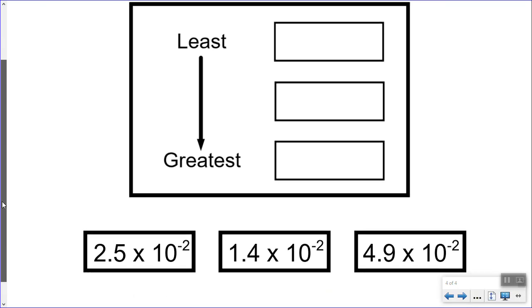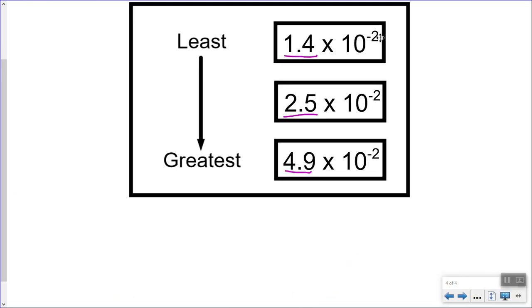One more. Go ahead and pause the video and see if you can get these in order from least to greatest. In this example, all of the exponents were the same, so we have to move on to the other numbers. 1.4 is the smallest, 4.9 is the greatest, and 2.5 is right in the middle.